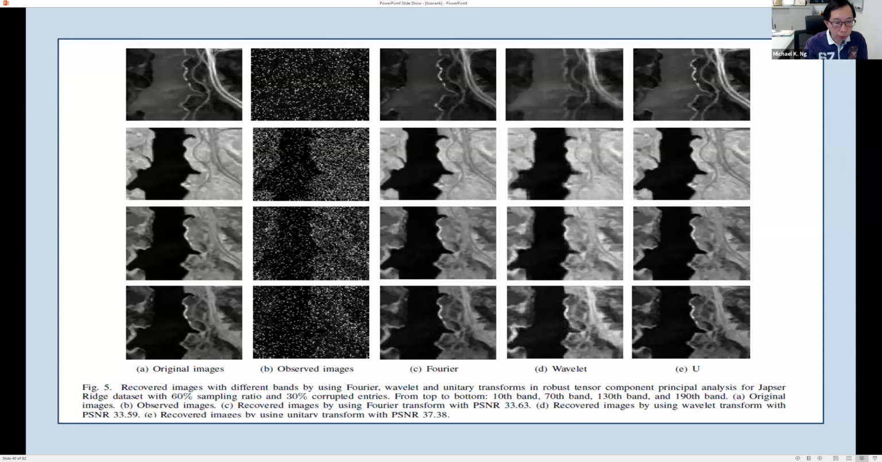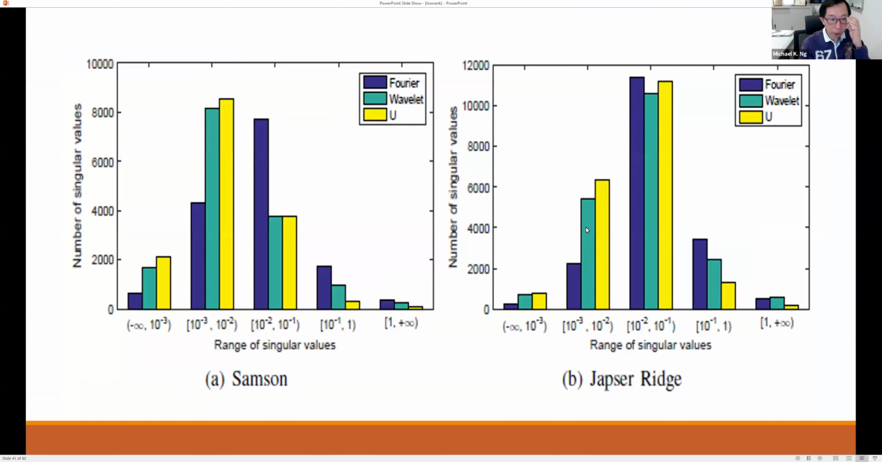Again, this is another picture to show you U, wavelet and Fourier compared with the PSNR, and visually you see that it's much better, because we have the ground truth to simulate the picture. And we can see from the singular value distribution of the tensor SVD, and also the tube entries, that if you use the U, there are more small singular values compared with Fourier or wavelet. Actually, the wavelet is much better than the Fourier. You can see again there are more small singular values.